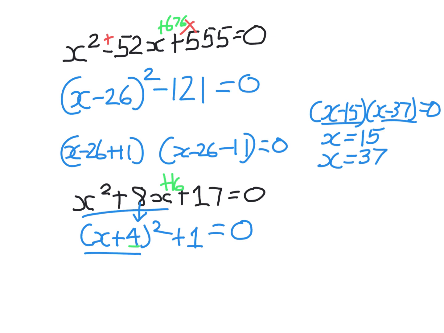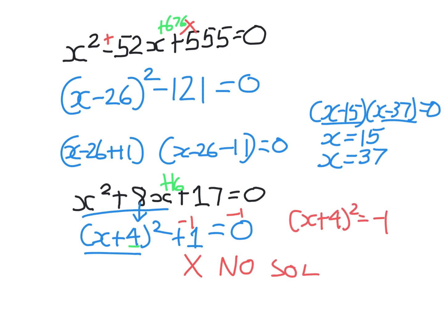So when this happens, there is actually no solution. To see that, if we were to subtract 1 from both sides, so get rid of this 1 by subtracting it, we would get a perfect square, x plus 4 squared equals negative 1. You cannot have a perfect square equaling negative 1. So when this number outside the brackets is negative, there will be 1 or 2 solutions. But when this number outside the bracket is positive, there are no solutions.